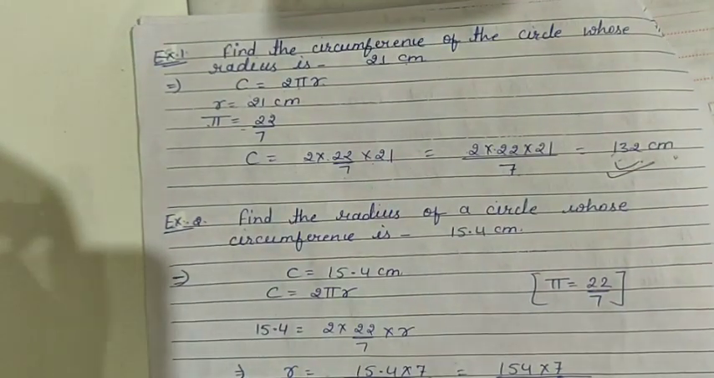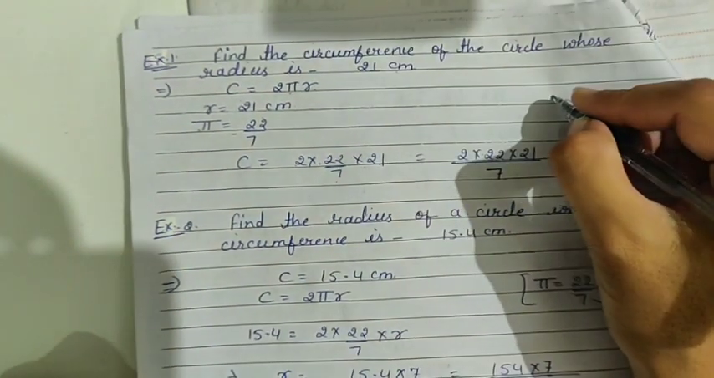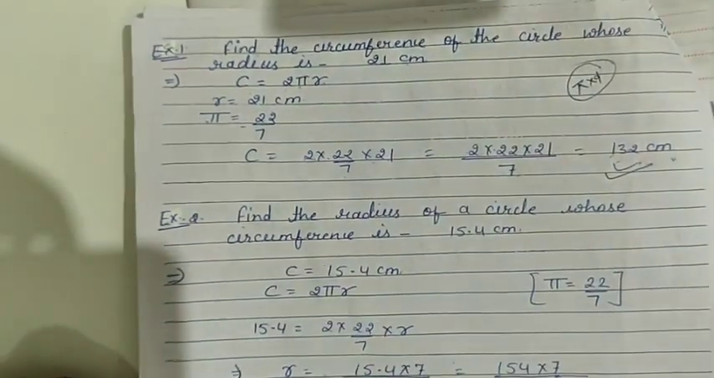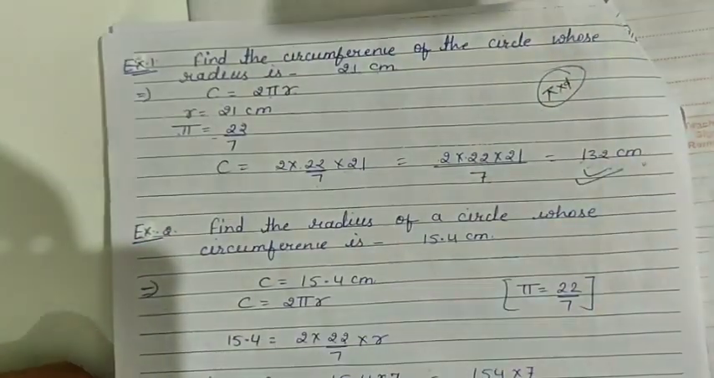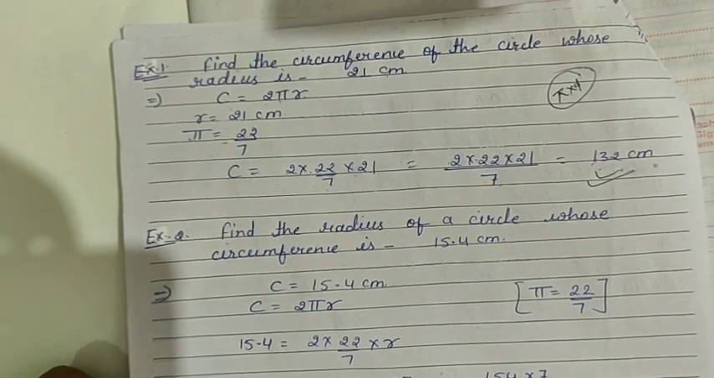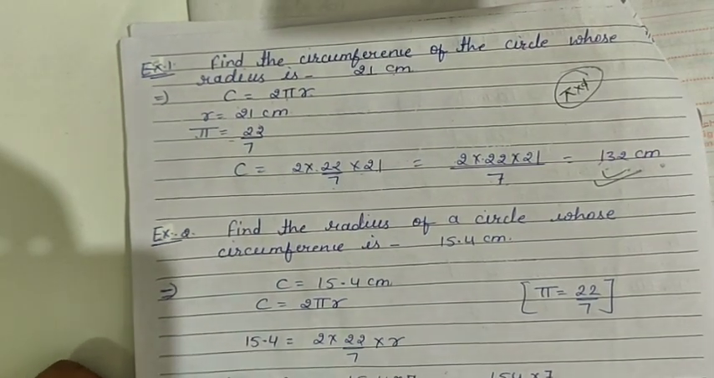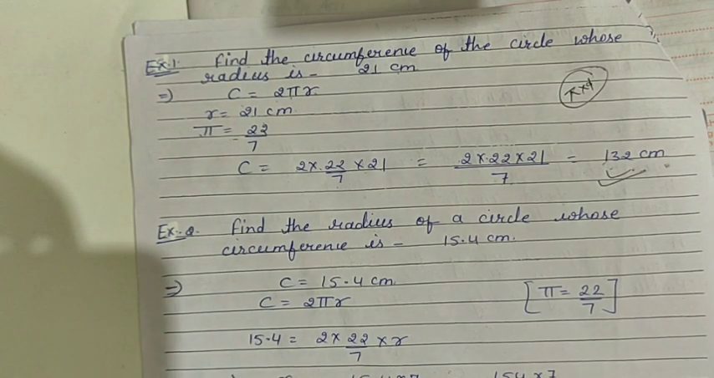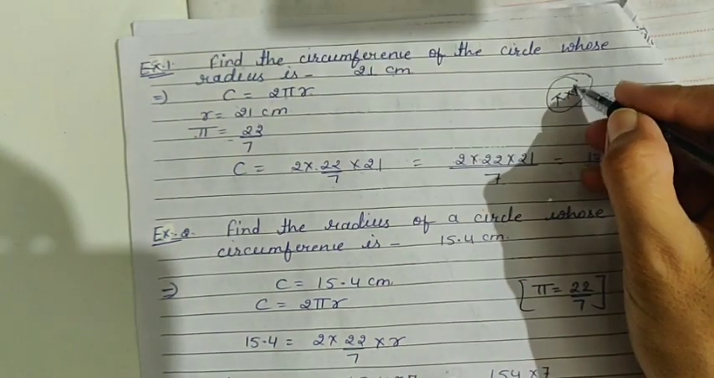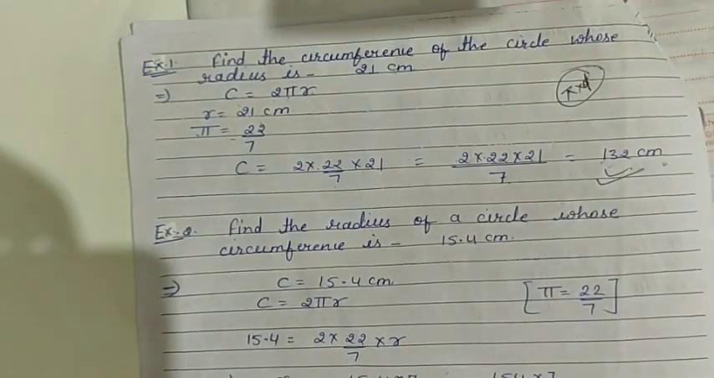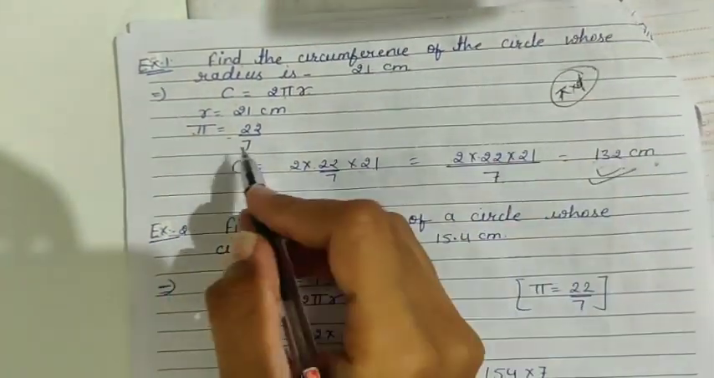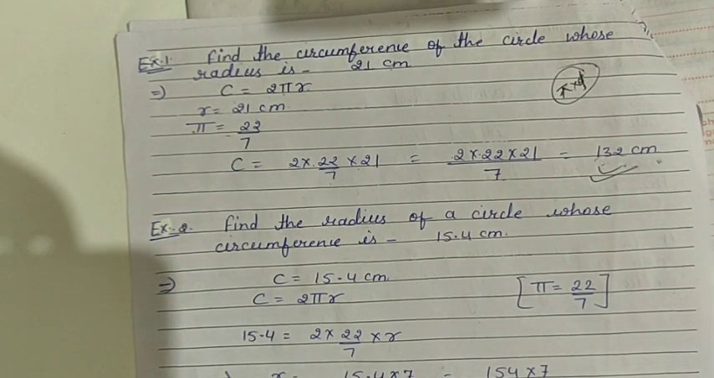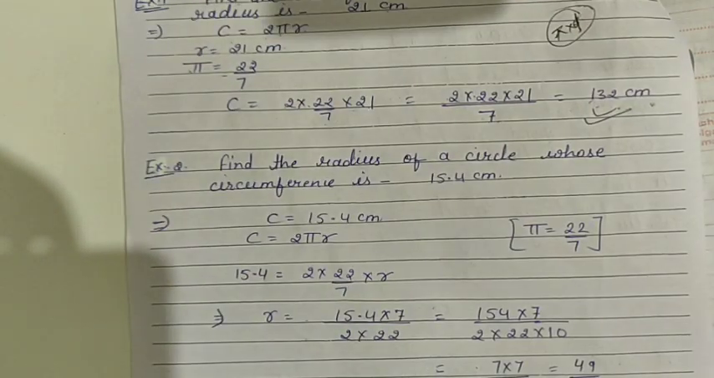And when diameter is given, then we will use our formula pi into D. In the first question of exercise 15.3, diameters of circles are given, and we have to find their circumference. So you have to use this formula pi into diameter. Pi is equal to 22 upon 7 and diameters are given in this question for different circles.